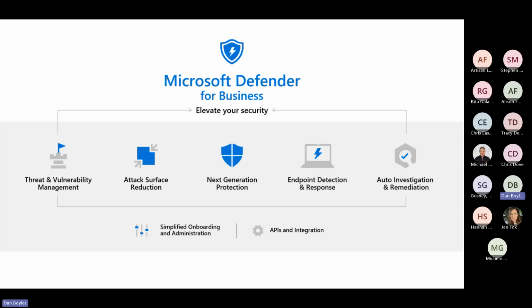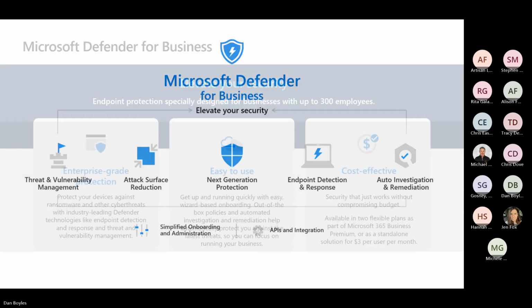It's also integrated in APIs through most third-party products. So they have like 300 products this will also integrate with alongside Teams, along M365, and it's going to be a prerequisite for Copilot as well when that comes out. So now it's out. M365 Business Premium is the prerequisite for Copilot, because you need these security bits in place.